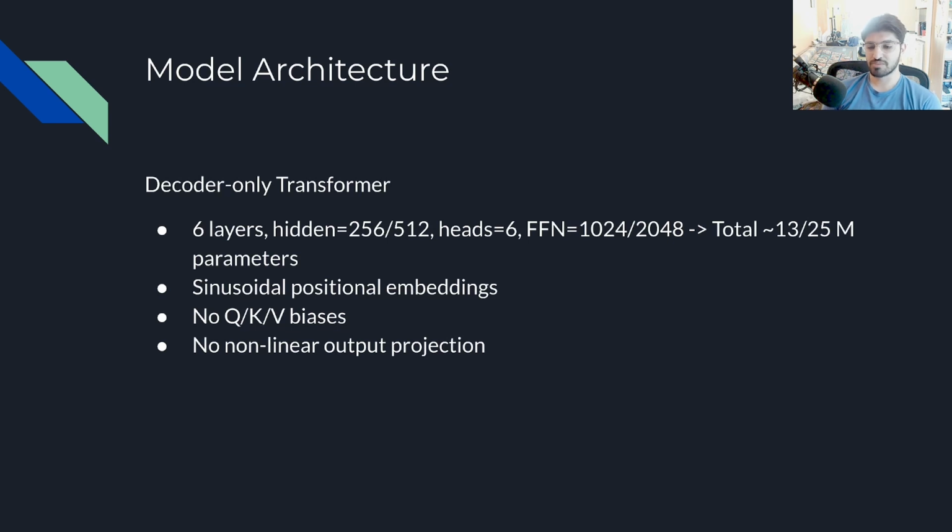Similar to the Cramming paper, I used sinusoidal positional embeddings, and in order to save on memory and training speed, I used no query key value biases and skipped the non-linear output projection.